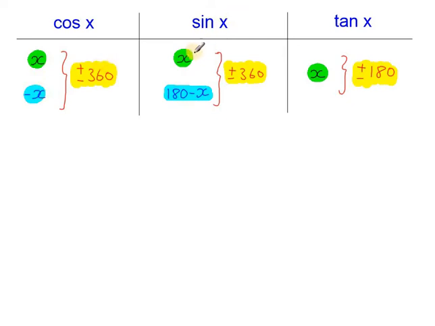For sine, do sine inverse to the given ratio, so this is the first angle. Do 180 minus this angle, so always work out these two. Do plus or minus 360.